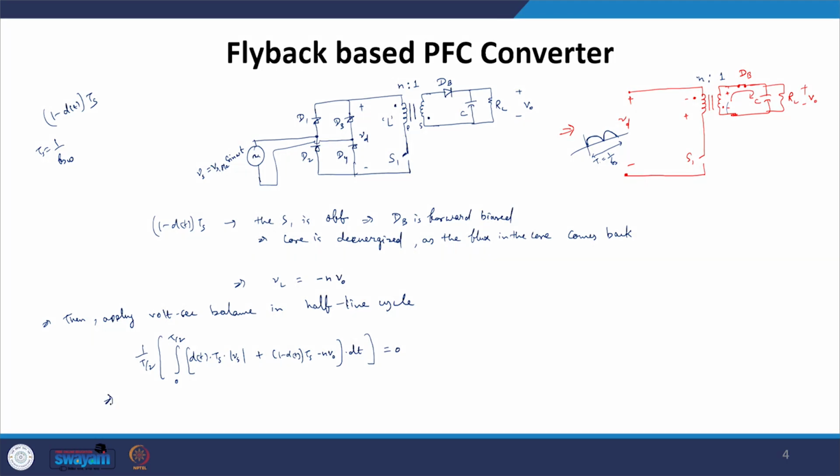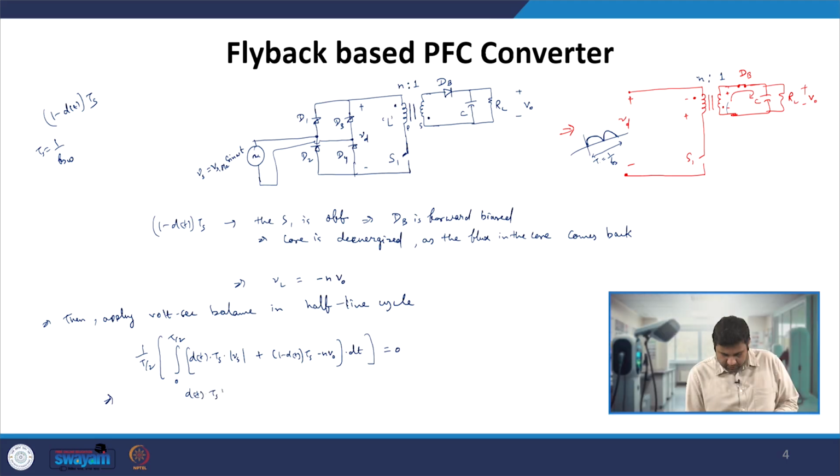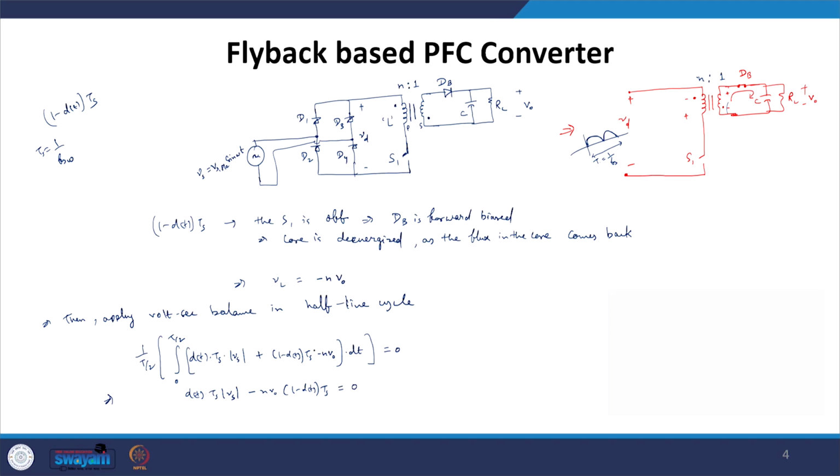Now, this integration is very difficult to solve, but since we assume that f switching is very much greater than Fs, or Fsw is very much greater than Fs, we can take the approximation as we took in the case of the boost PFC case and write d of t Ts modulus Vs plus or minus n V naught, 1 minus d of t Ts, is nothing but equal to 0. Again, here it is the multiplication, not the negative sign. So, this is the thing.